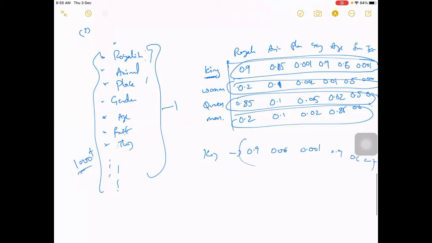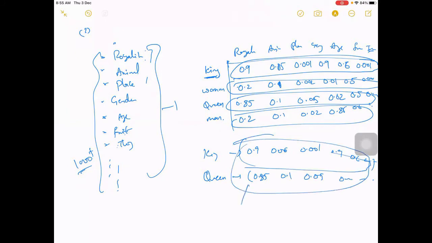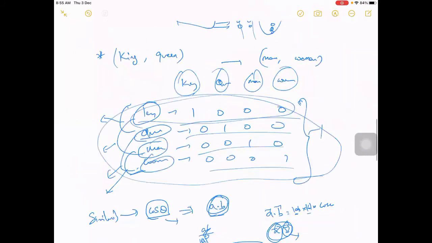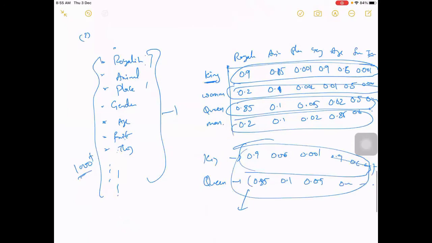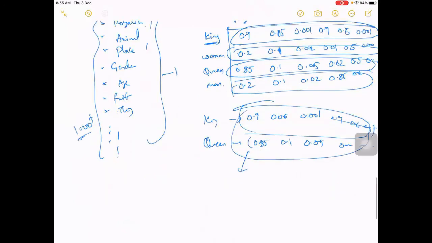So okay, now let's say take queen. So queen is 0.85, 0.1, 0.05, 0.02. So if you take a similarity, now if you take a dot product, maybe you won't get 0 like previous, right? So previously it was 0, but now you won't be getting this 0. So you will be getting some number, and that will give you a similarity.